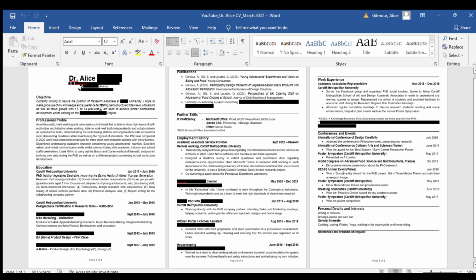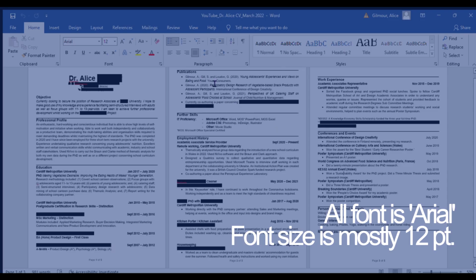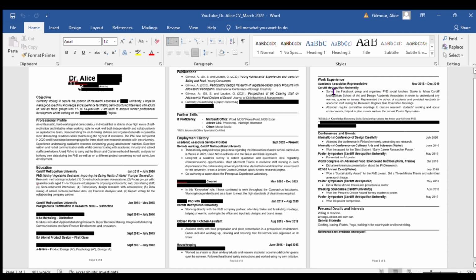So I've just got my contact details, an objective, this is the bits in italics, and then the professional profile. Then this first page contains all my education. Top of the second page has my publications and some further skills, and then my employment history. And then the third page starts with my work experience, and then moves on to the conferences and events that I've attended. And then at the bottom there's my personal details and interests, as well as a little bit about the references.